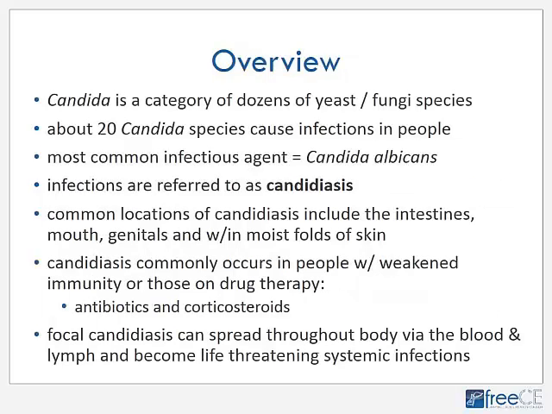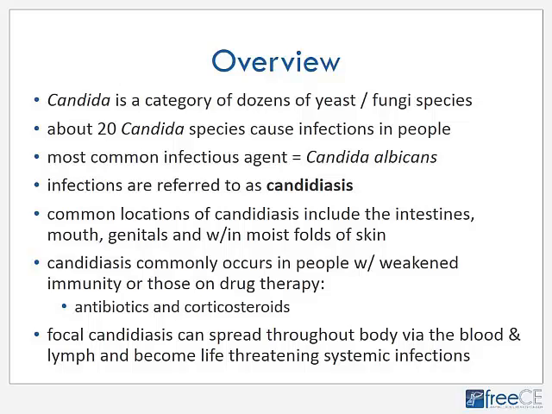Candida is a category comprising many dozens of yeast fungi species. However, only about 20 different species actually cause infections in people. The most common Candida agent that leads to infections is called Candida albicans. In general, Candida infections are referred to as candidiasis, and these infections can be localized or systemic.